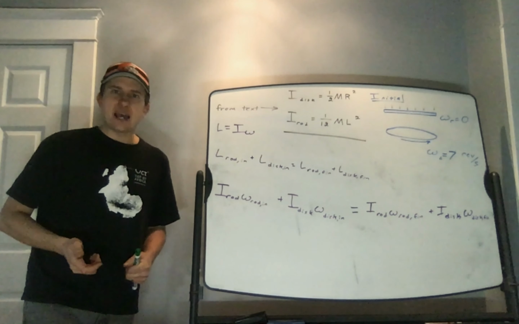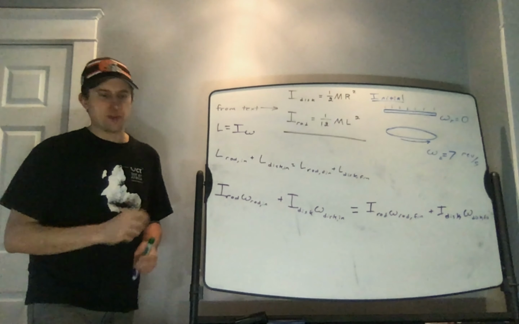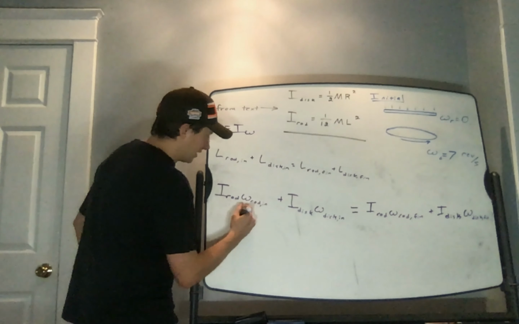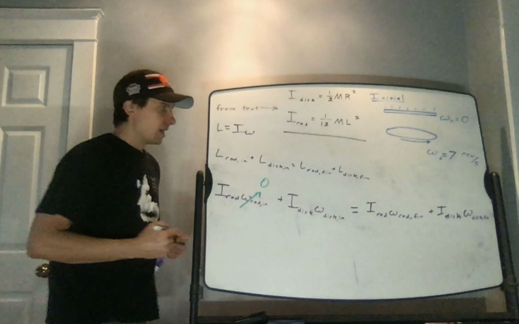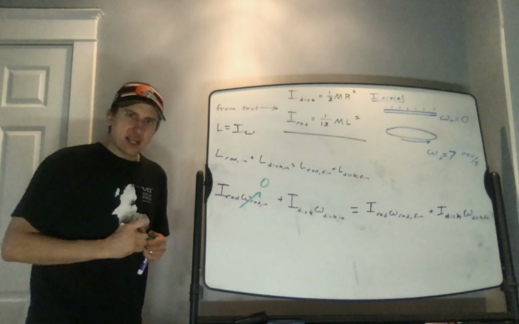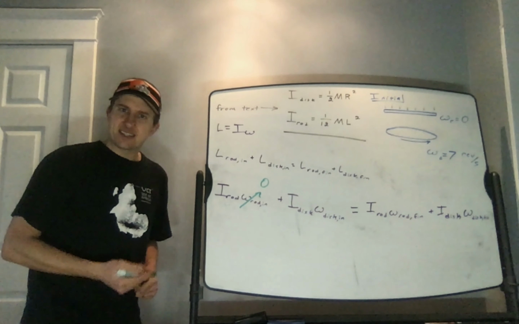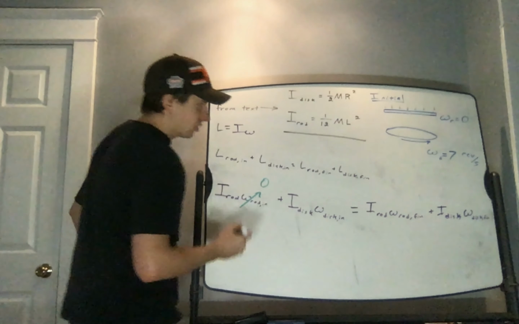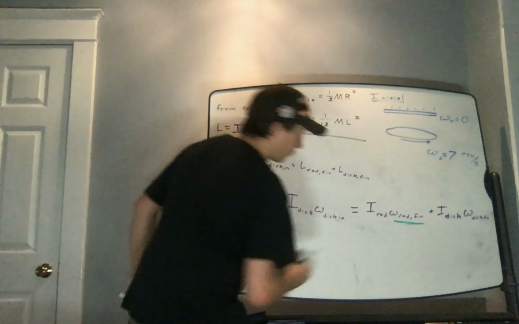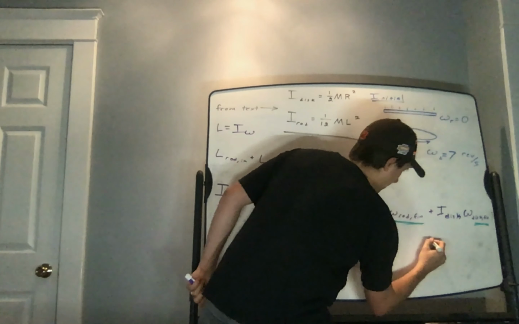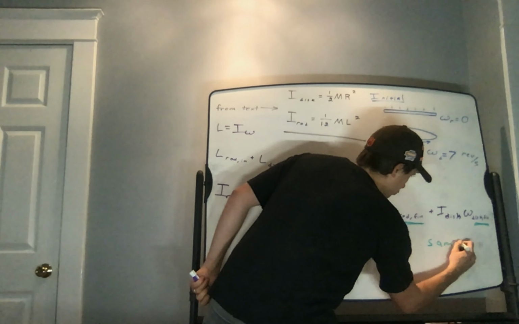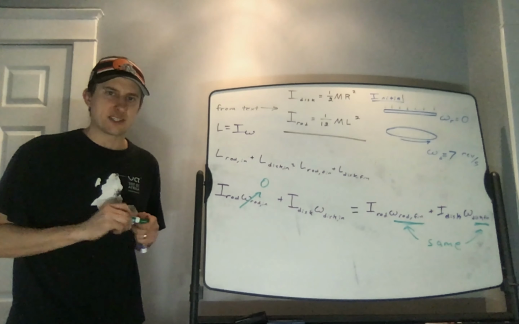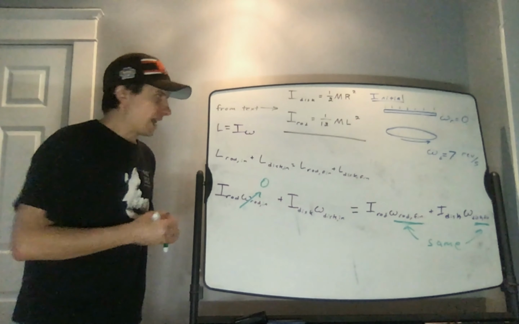We are told that initially the rod is not spinning at all. So that means this omega rod initial is going to be equal to 0. We are also told that the rod and the disk have the same final angular velocity. So omega rod final and omega disk final will be the same. So I'll just call them omega final just so I don't have to write as many subscripts. So let's write out what we have.